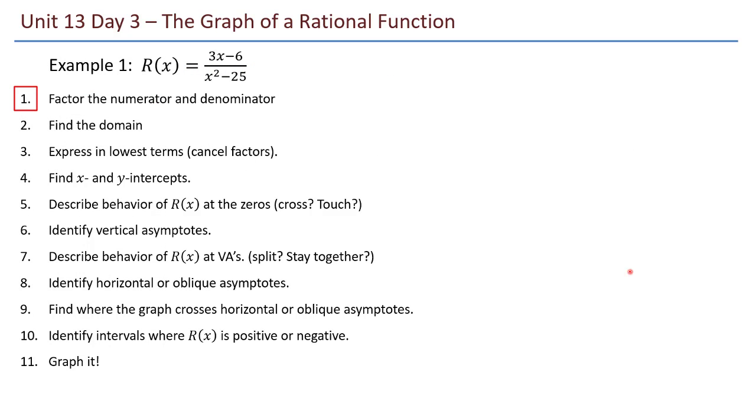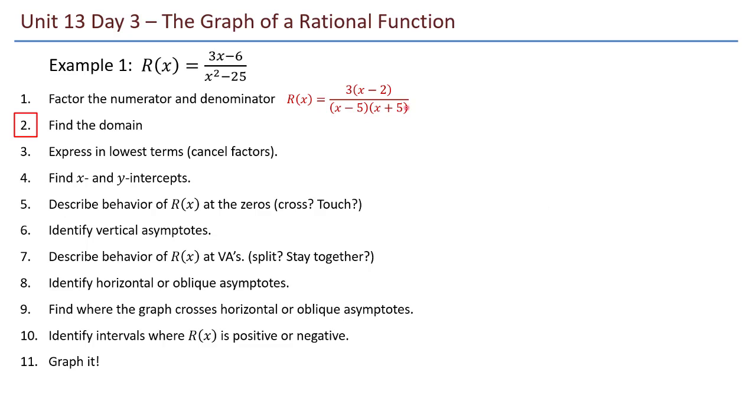All right, so I'm going to go through two long-ish examples. We'll go through all of these steps, and we'll see what a rational function looks like. Here's our first example. We'll look at 3x minus 6 over x squared minus 25. Number one, let's factor the numerator and the denominator. So in the numerator, it looks like I can pull a 3 out, and with x minus 2. And in the denominator, x plus 5, x minus 5.